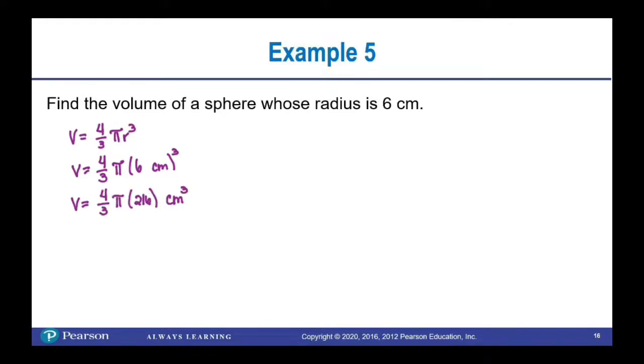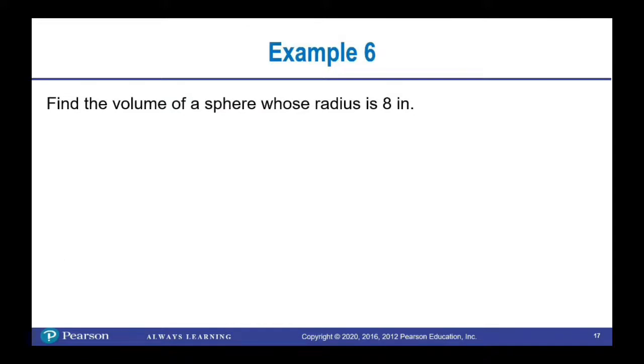6 cubed is 216, and don't forget to cube your unit as well. Type this into your calculator. 4 times 216 divided by 3 is 288. Don't forget to bring down the pi and your units. And 288 times pi is approximately 904.78. Our units here are cubic centimeters.